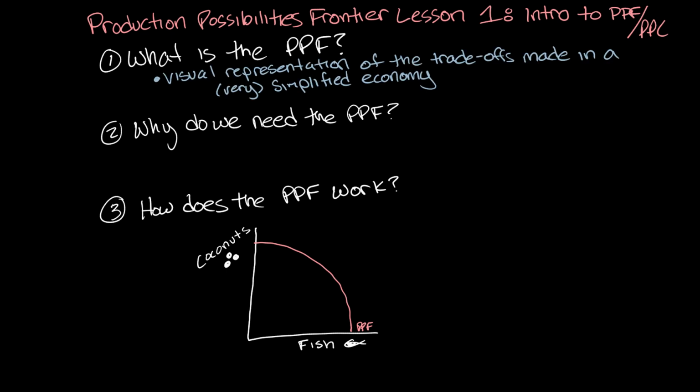Question number two for the production possibilities frontier is, why do we need the PPF? Like, what's even the point of having this particular graph? And to answer that question, we have two different reasons why the production possibility frontier is more useful to us than just kind of doing the quick math in our heads and making a gut decision. Reason number one is because we need to know what the opportunity cost of a choice or an action is in order to make the most beneficial choices.